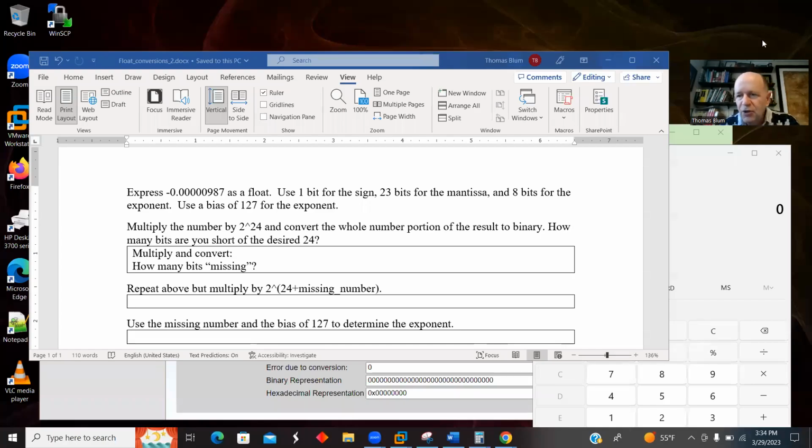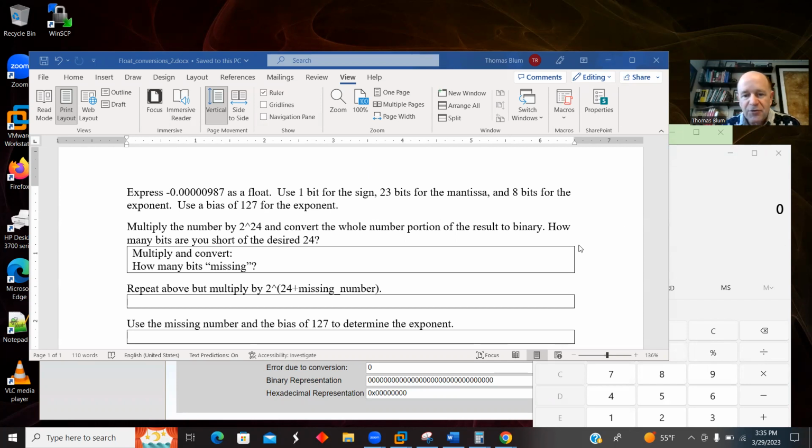In this video, I'd like to look at converting a decimal number that is less than 1 to a floating point number, give it its floating point representation. So I'm going to start with this number, negative 0.00. How many zeros? 1, 2, 3, 4, 5 zeros, and then 987.